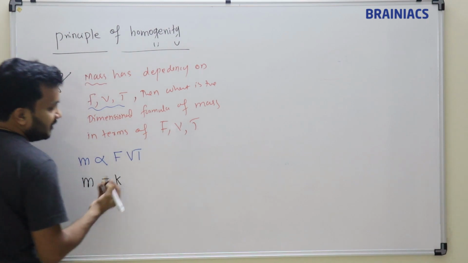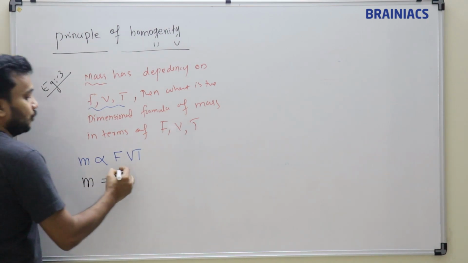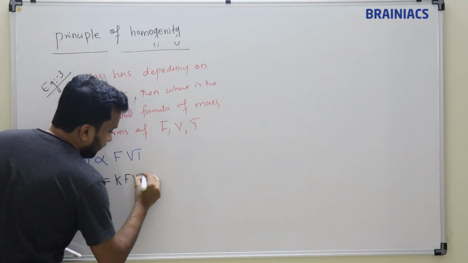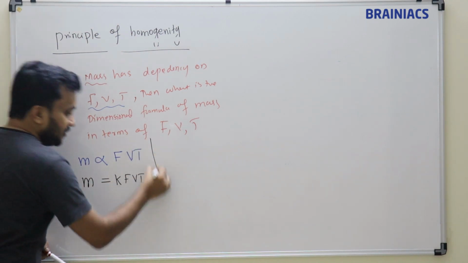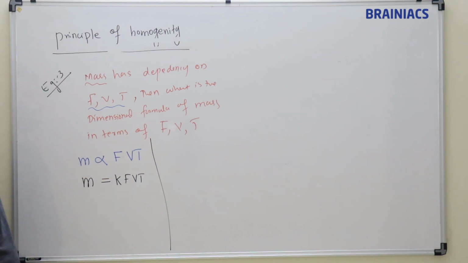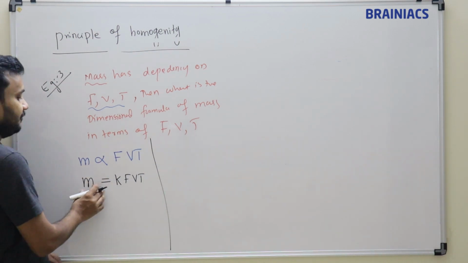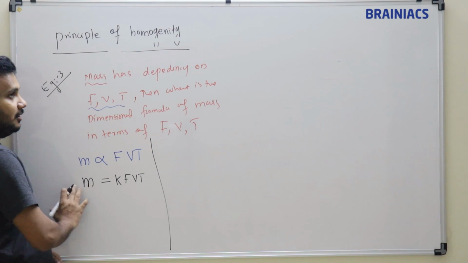I am writing a constant k. So proportionality becomes equal to FVT. To replace proportionality with an equal to sign, we need a constant. Here I put a constant called k. Okay, now I have to find the dimension formula of all these things.